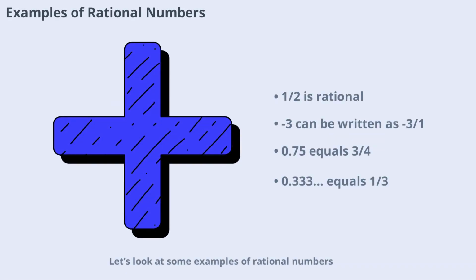Let's look at some examples of rational numbers. The number 2 is rational because it's a fraction of two integers. The number -3 is also rational since it can be written as -3/1. Even decimals like 0.75 are rational because 0.75 equals 3/4. Repeating decimals such as 0.333 are rational too since they can be written as 1/3. As long as a number can be written as a fraction, it's rational.